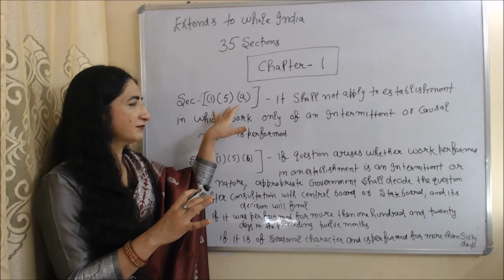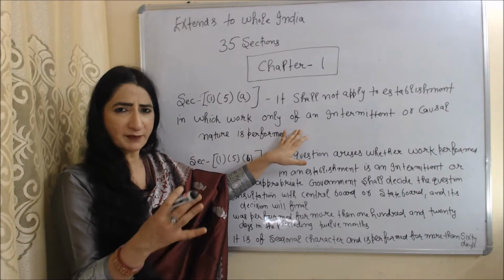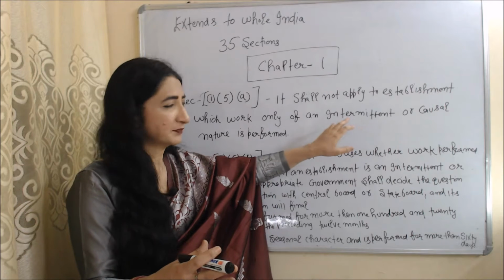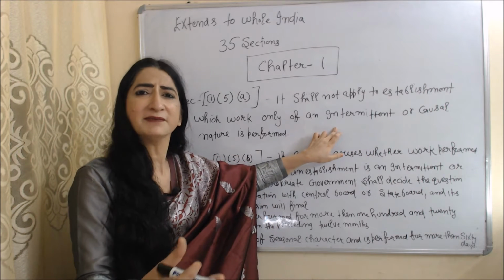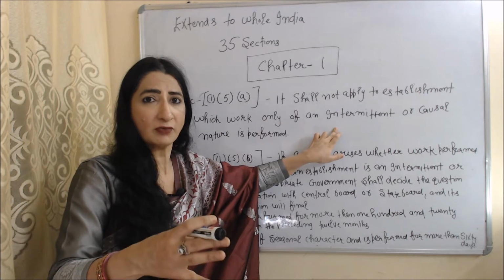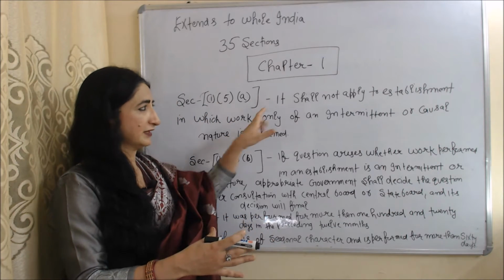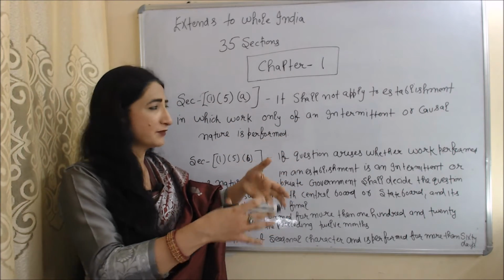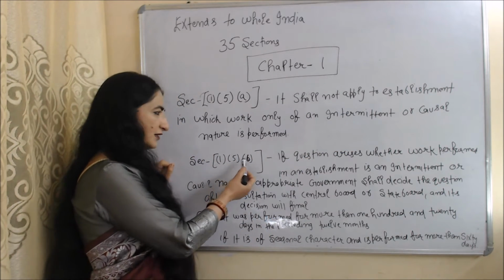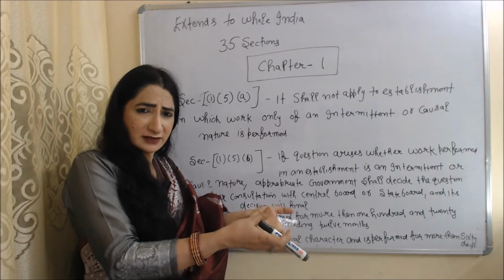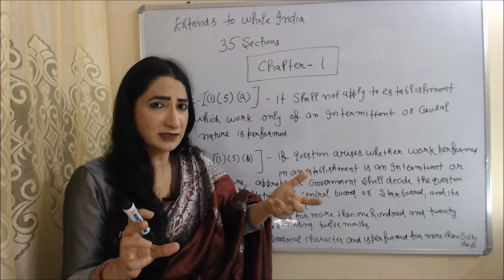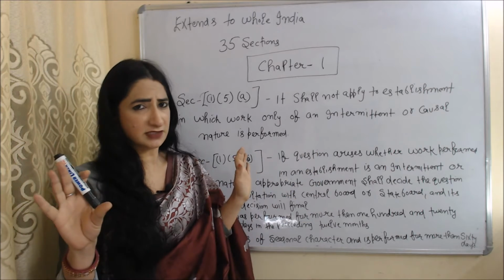According to section 15A, this act will not apply to any establishment where they are doing intermittent or casual work. Intermittent or casual work means temporary work, short time period work, need based work, or we can say irregular work. And according to section 15B, if any question arises whether this work is intermittent or not, then the appropriate government will decide after consulting the central board or state board, and their decision will be final.